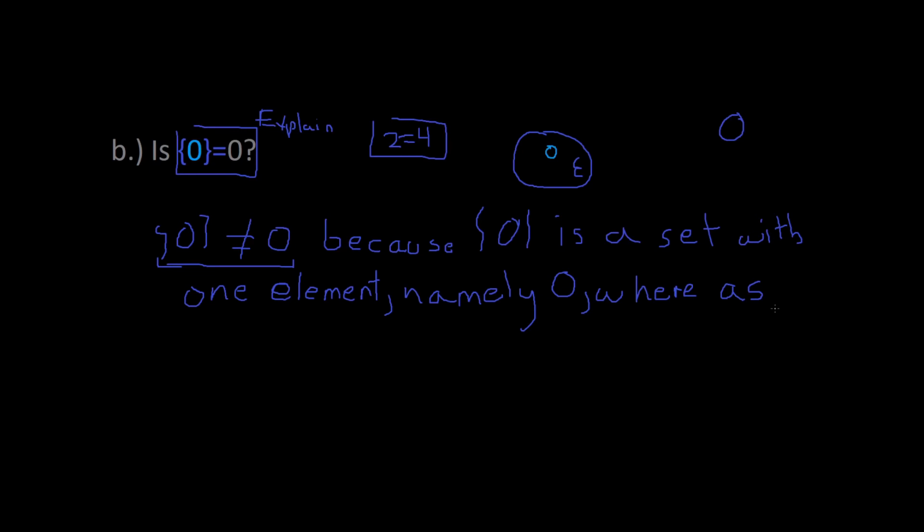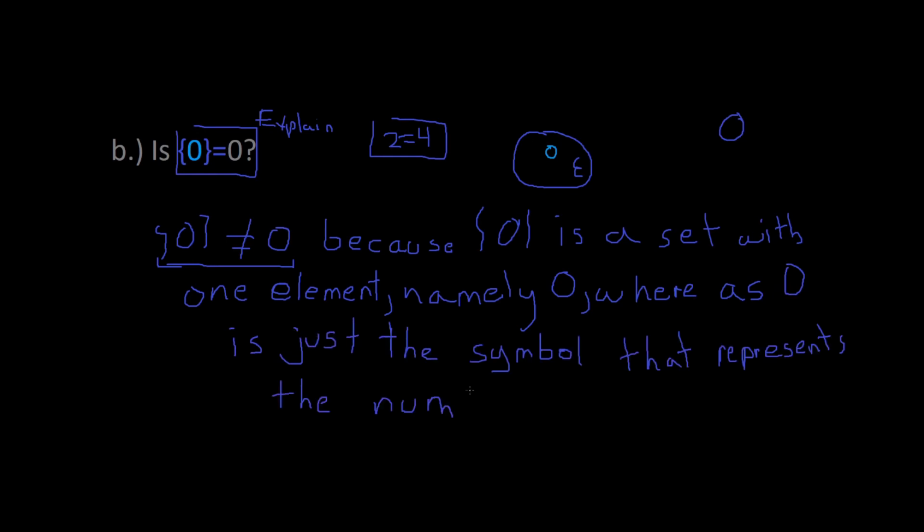So let's complete this sentence. Whereas 0 is just a symbol that represents a number. So I hope you guys understand where I was coming from when I was saying this, because it's really important that the set of 0 does not equal 0. 2 doesn't equal 4, that's the same exact thing as saying 2 separate symbols means 2 different things.